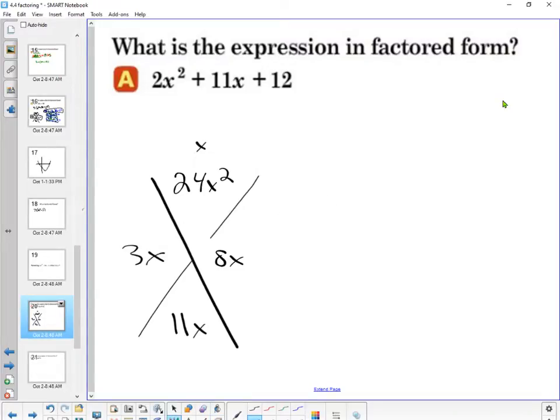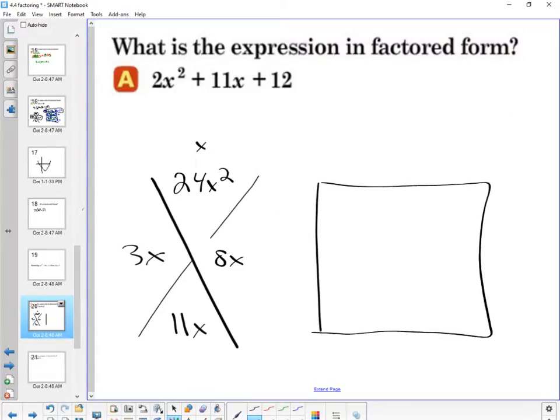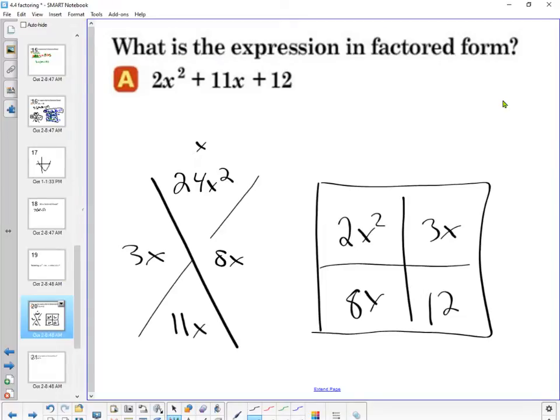So now we're going to go over to our box. What goes in the first box? 2x squared. What goes in the last box? 12. What's going to go here? The 3x, and over here? Okay, cool beans. Let's factor up. What can we take out? 2x. What can we take out here? 3. So here's one of them.